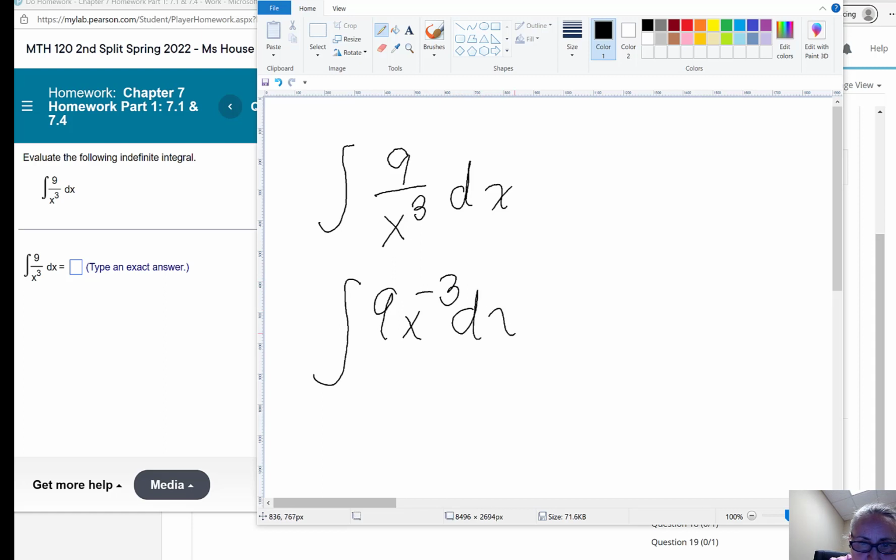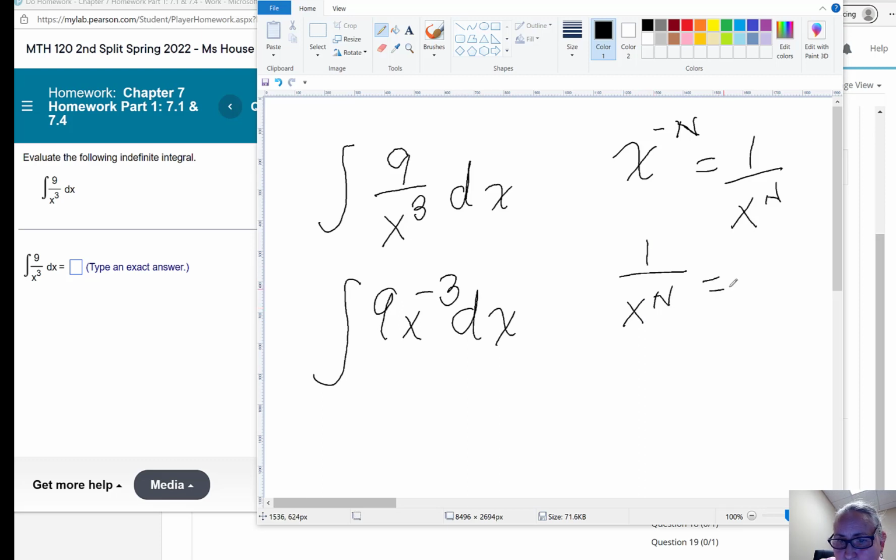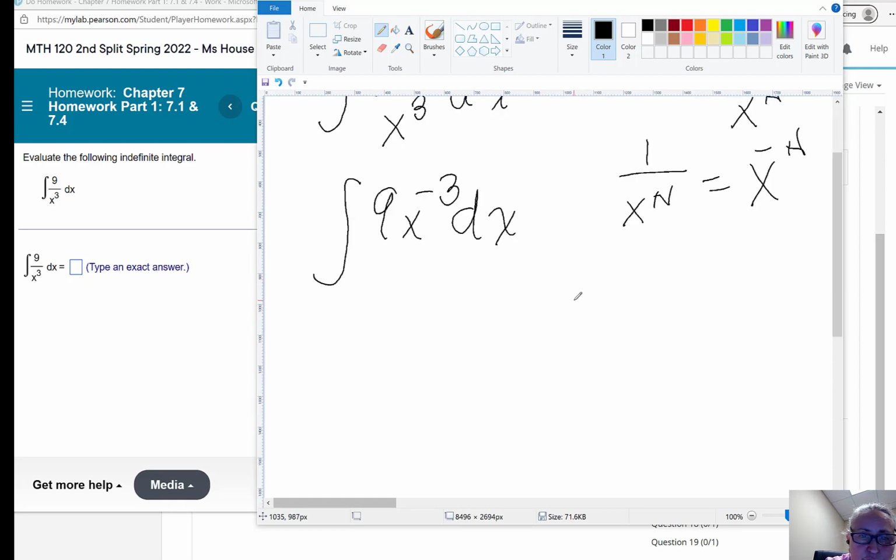We have a property of exponents that says if x is in the numerator to a negative exponent, we can put it in the denominator with a positive exponent, or if x is in the denominator with a positive exponent, we can put it in the numerator with a negative exponent. So we're going to take advantage of this rule and move this to the numerator, x to the negative 3. Now remember, as long as the exponent is not negative 1, we can use the rule.